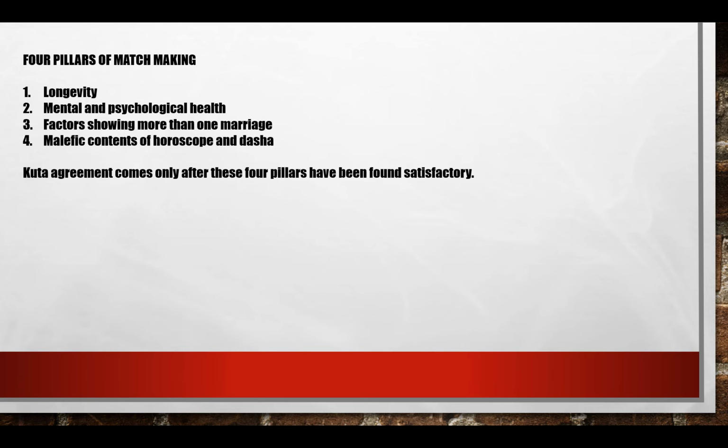If dosha samyam is not there, then even if the other three are present, matching of the horoscope becomes utterly useless. Only after all these four pillars are satisfied should you go for the Koota agreement. Sometimes some of the Koota agreements may not come, but that need not discard the marriage. But these four pillars are very essential; you cannot discard them.